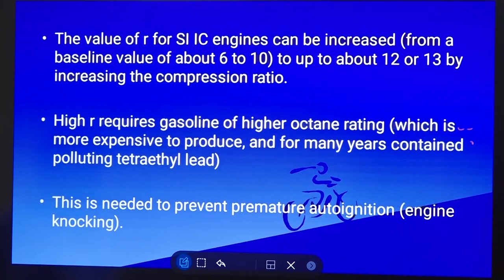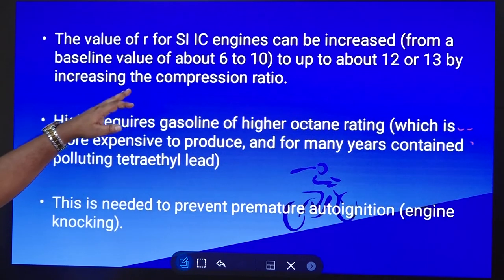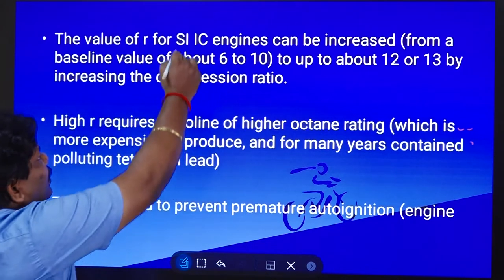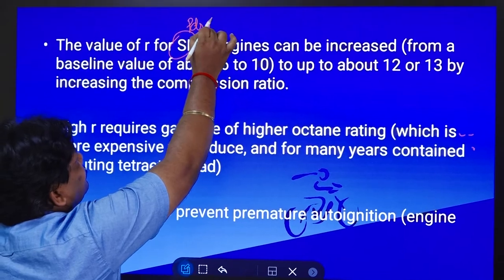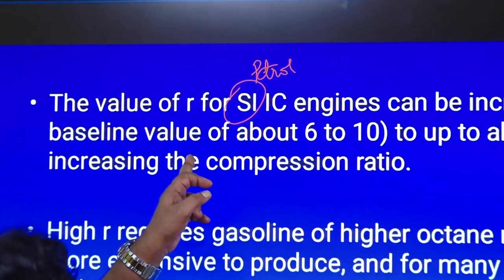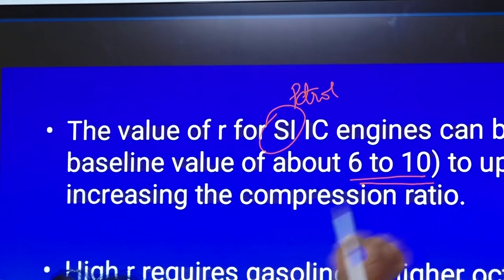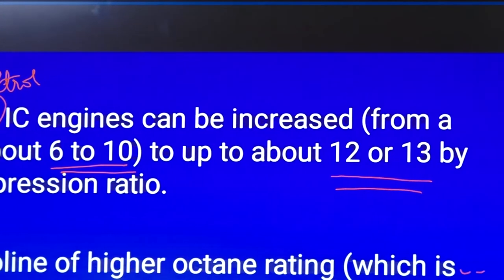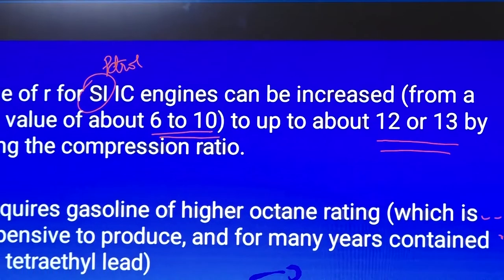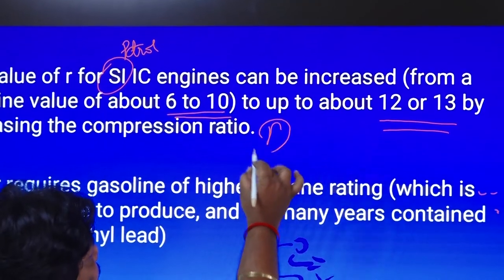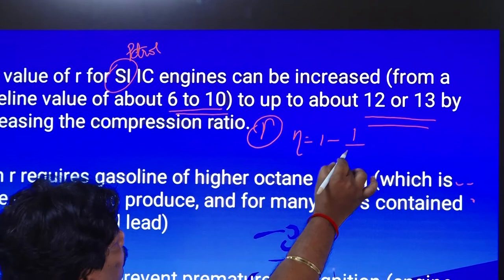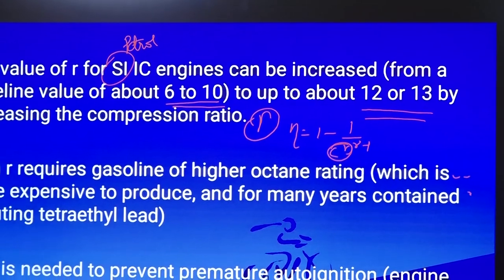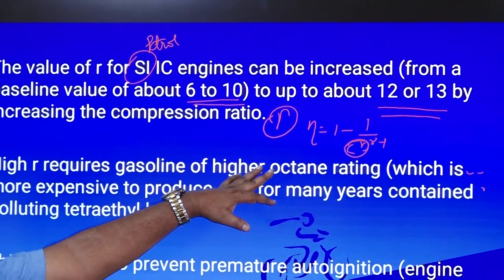Okay, the value of r for SI engines, that is SI IC engines, in case of gasoline engines or petrol engines, the baseline value is about 6 to 10. Okay, is about 6 to 10, and you can increase this to about 12 or 13 by increasing the compression ratio. But this value, so that is eta is equal to 1 minus 1 by r whole power gamma minus 1. You can increase this, but due to practical difficulties, you may not be able to increase this beyond a certain extent.